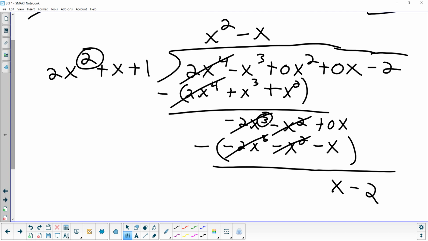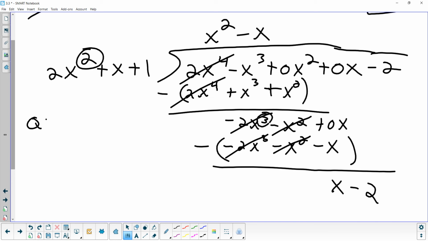X, what else is on the inside for the polynomial? X minus 2. Minus 2 is not important, really. But the polynomial is x minus 2. And what's the degree on that? 1. That's a degree 1. What's the degree on the outside? 2. 1 is smaller than 2. You're done. Can't go any further.